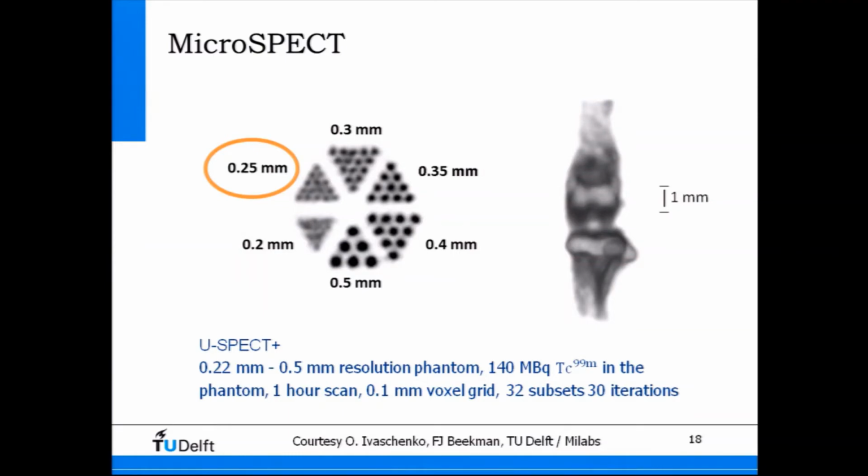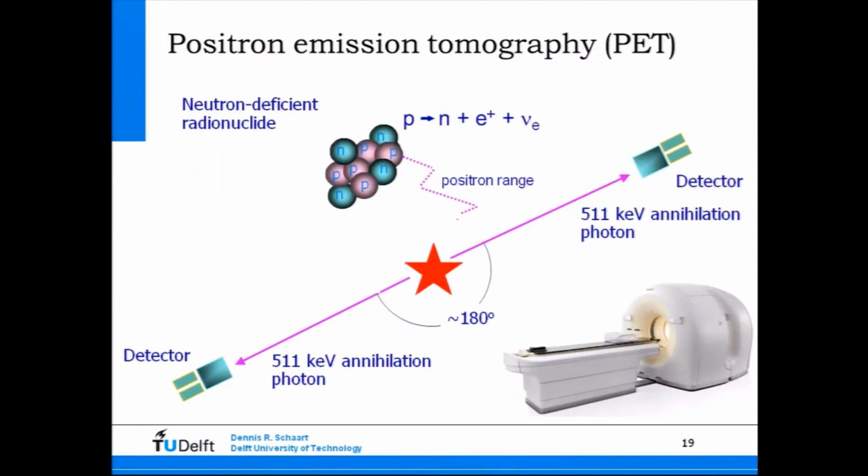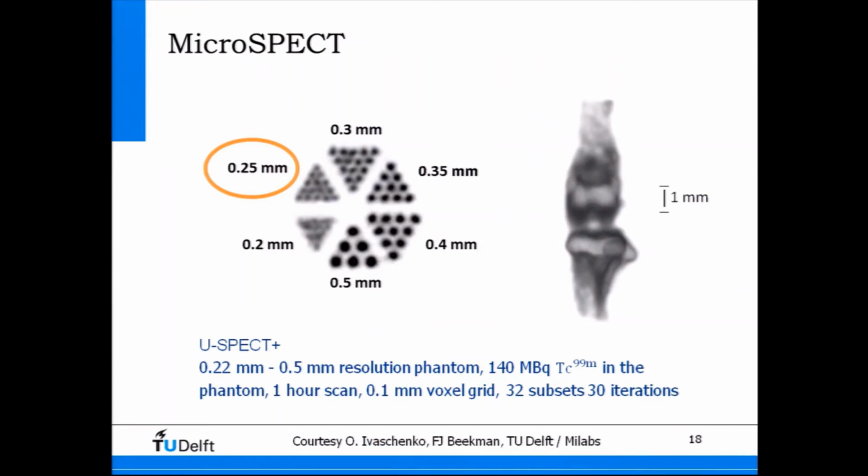The most recent result, these are some images that the inventor of this device, Freek Beekman, sent me last week. I think it's quite impressive. They are now able to reconstruct the images with a spatial resolution of about 1/4 of a millimeter, which I think at this moment is the best resolution that is being achieved in nuclear medicine in general.